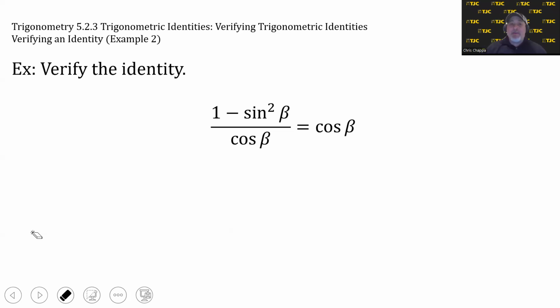There's a variation of that we'll see later. So we're going to try to take the left side and turn it into the right side. So let's start with (1 minus sine squared of beta) over cosine of beta.